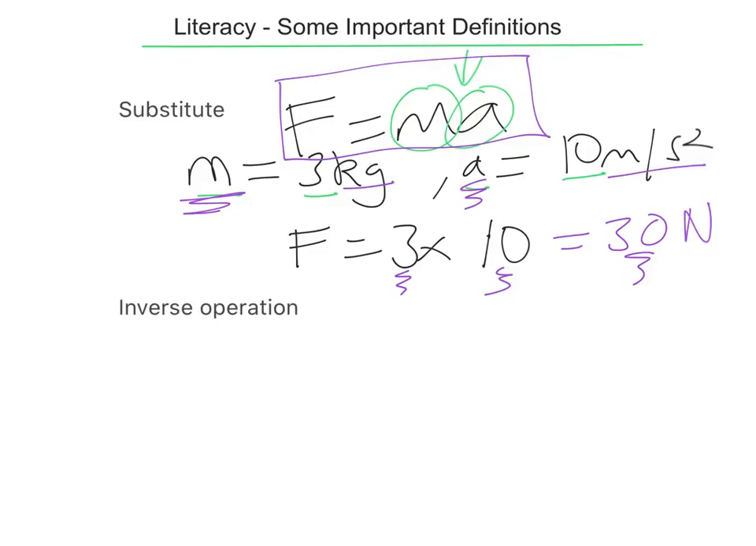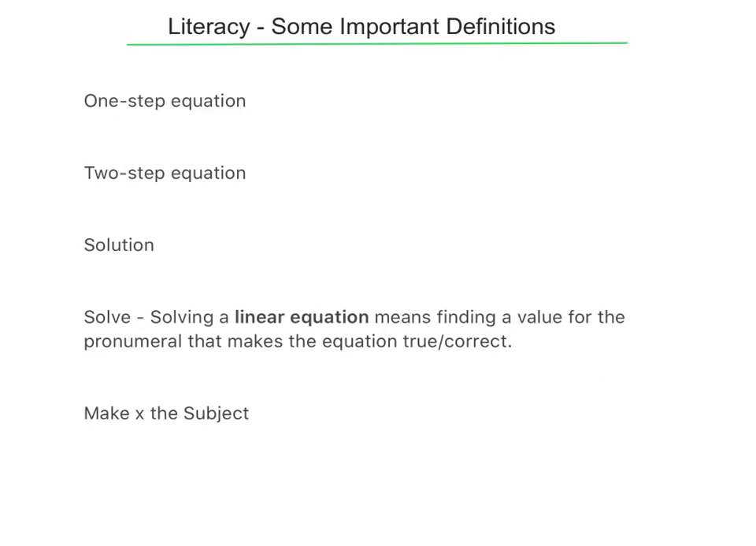Here are some opposites. Plus and minus are opposite. Multiply and divide are opposite. Square and square root are opposite. A one-step equation is an equation with only one number with the letter. For example, x plus 2 equals 3 is a one-step equation. It'll only take one step of our rule to get rid of that 2 and find the answer.